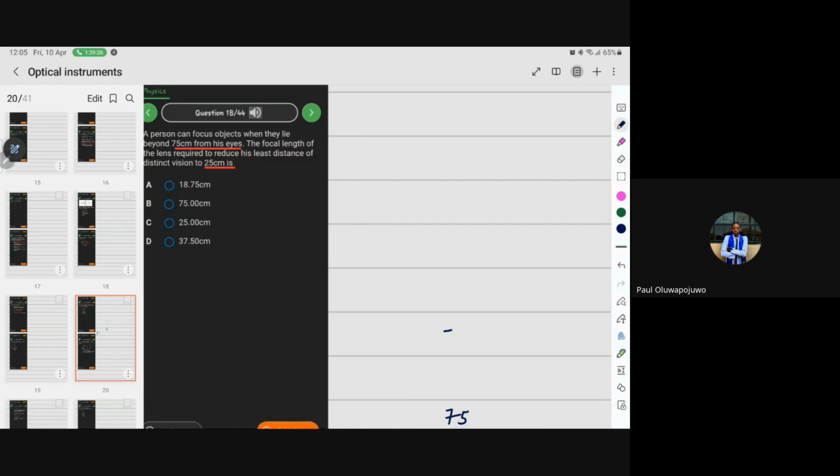So now for that long side, we have 1 over f will just be equal to 1 over the near point of that person minus 1 over the normal near point. Is that okay?